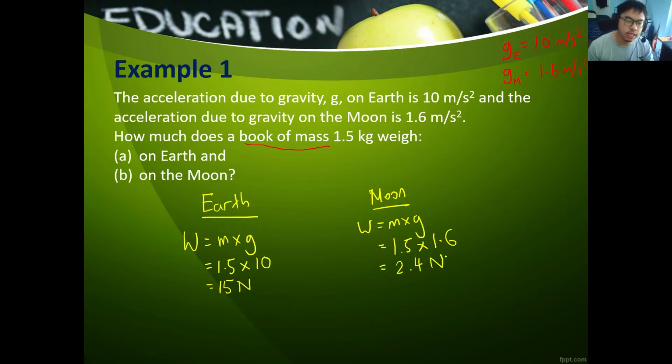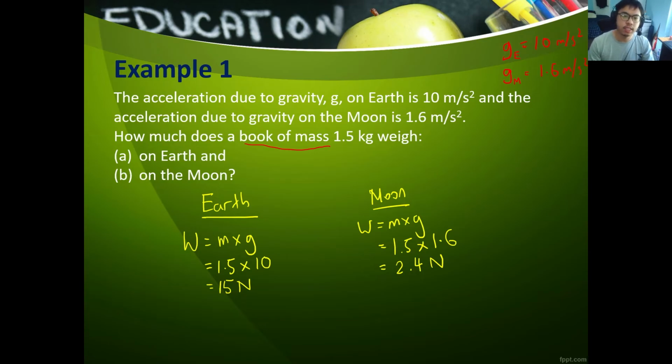So you can see in this example that the book has the same mass regardless of whether it's on Earth or on the moon. The book is 1.5 kilograms on Earth, and the book is 1.5 kilograms on the moon. On Earth, the book has a weight of 15 newtons, and on the moon, the book has a weight of 2.4 newtons. So the weight is less on the moon. This is what I mean when I say the weight changes depending on where you are. You can see the weight of the book is less when the book is on the moon.